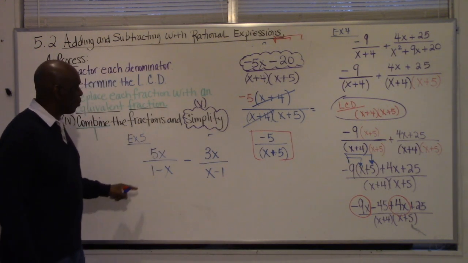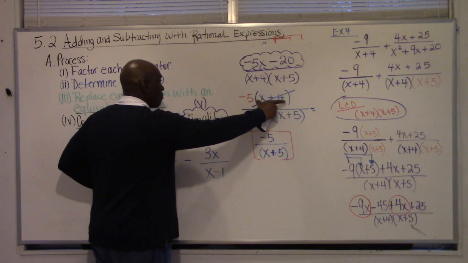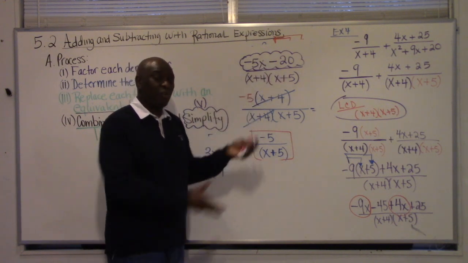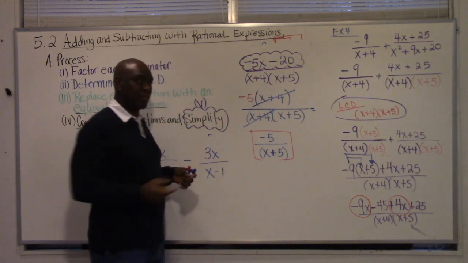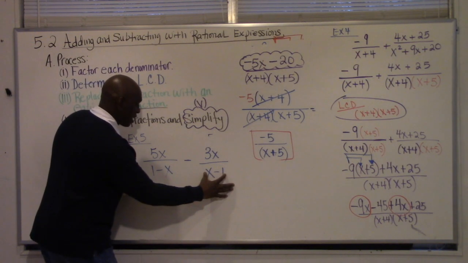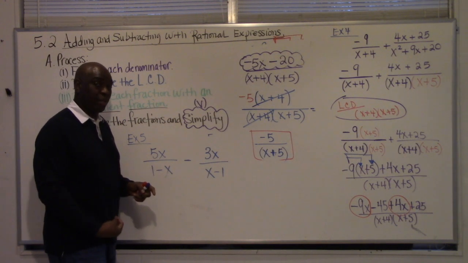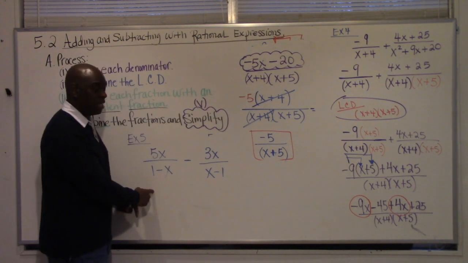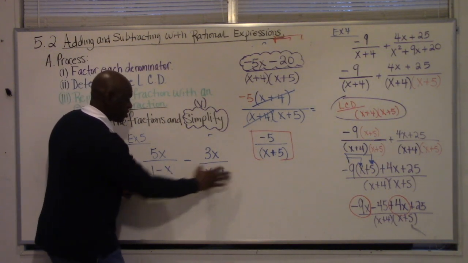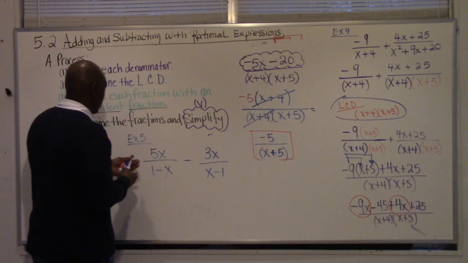All right, ladies and gentlemen, what we have to do here is connect and link to what we did here. When we had -5x minus 20, we factored out a negative 5. In this case, for either expression, x minus 1 or 1 minus x, we have to factor out a negative 1. Not a negative 5, but a negative 1. You know these two are related, 1 minus x and x minus 1. They look similar, but they're different by a factor of negative 1.